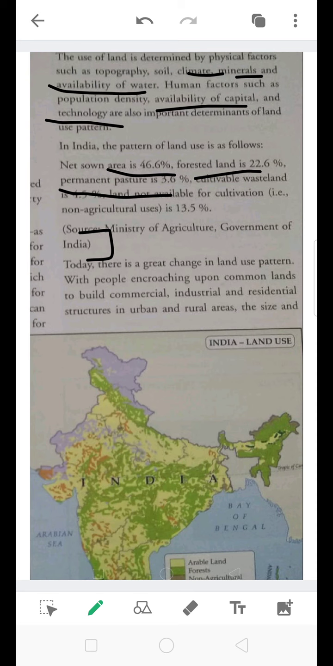Now, in the next lecture we will see how different land patterns can be used. Till then, please go through the notes once again.